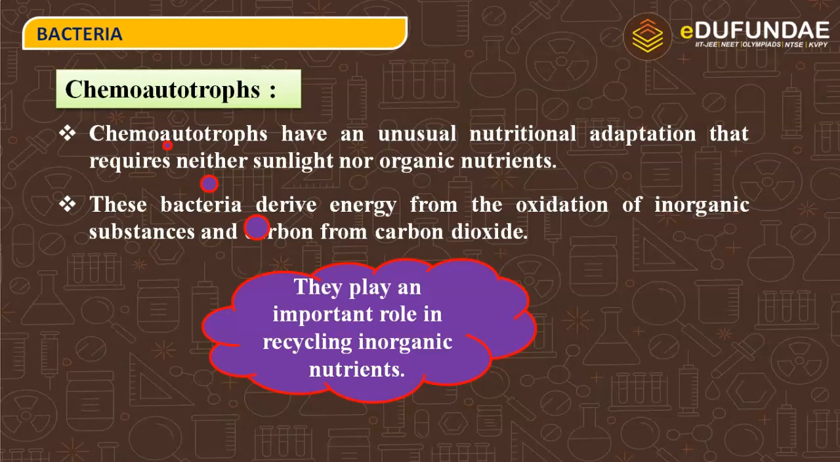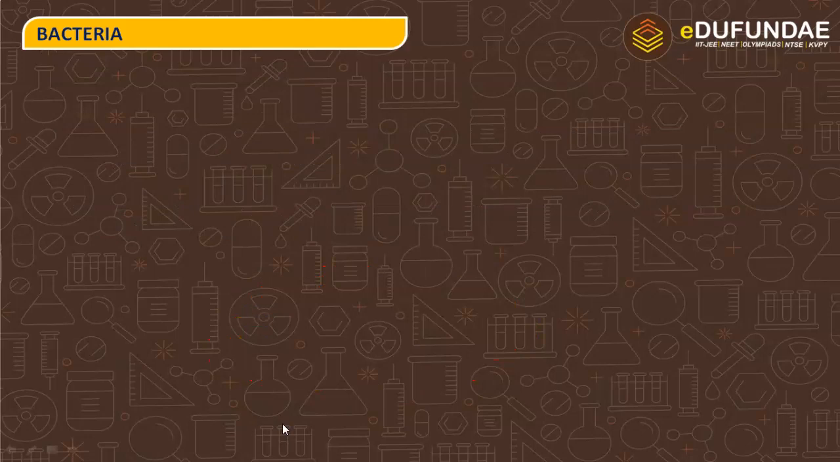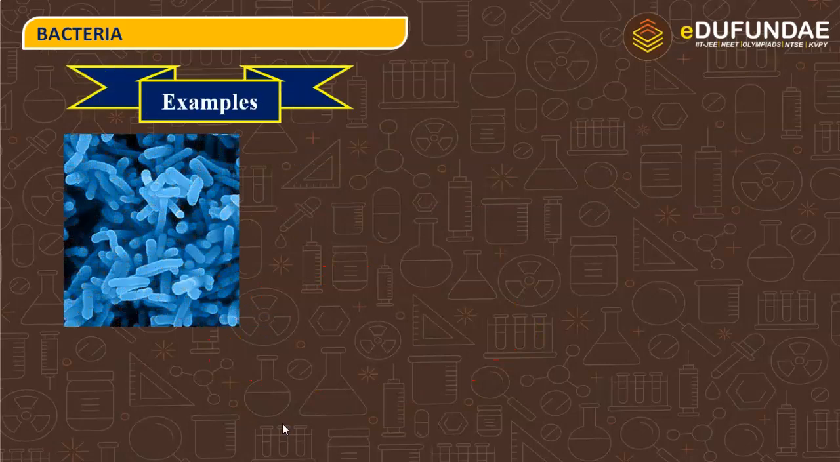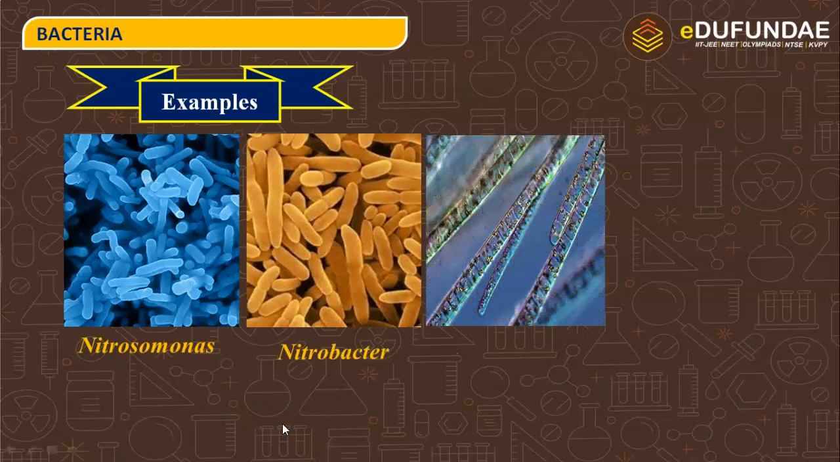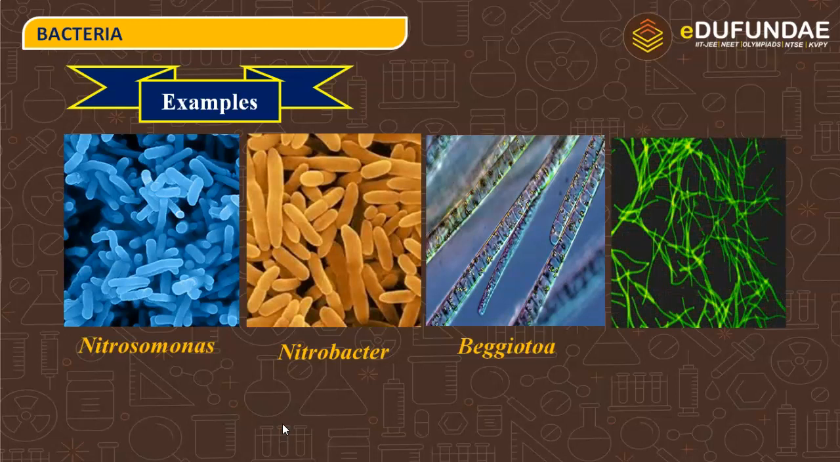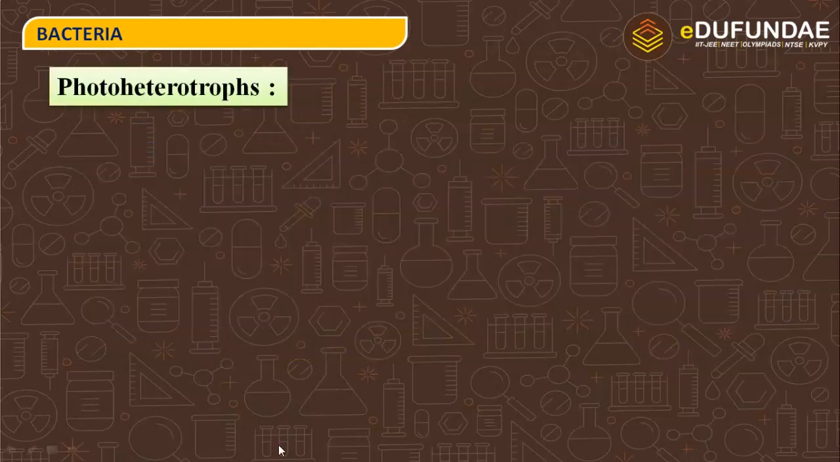अगर वो inorganic nutrients से अपनी energy derive कर रहे हैं, that means they are oxidizing that substance, and that is it helps in recycling those inorganic nutrients. And on the other hand, the source of carbon is again carbon dioxide. So we have various examples for the same. The first one is Nitrosomonas, Nitrobacter, as well as Beggiatoa and Methanogens, and these are the bacteria that are chemoautotrophic in nutrition.